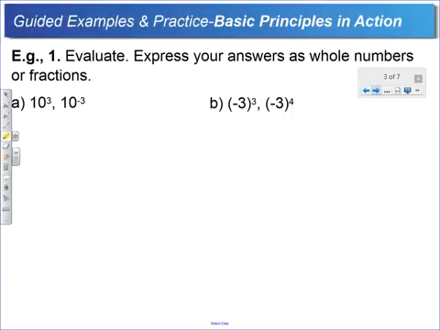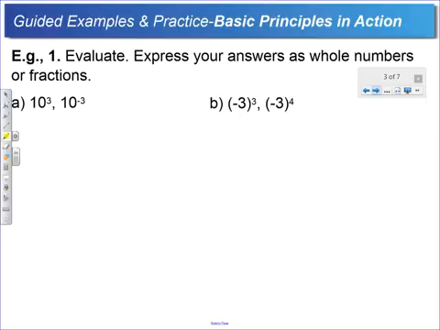So we'll see if we can split this into a couple of screencasts because they tend to get a little bit lengthy. So here's a quick one. All right. So let's apply our understanding of the negative exponent. So this one says evaluate, express as whole numbers or fractions.